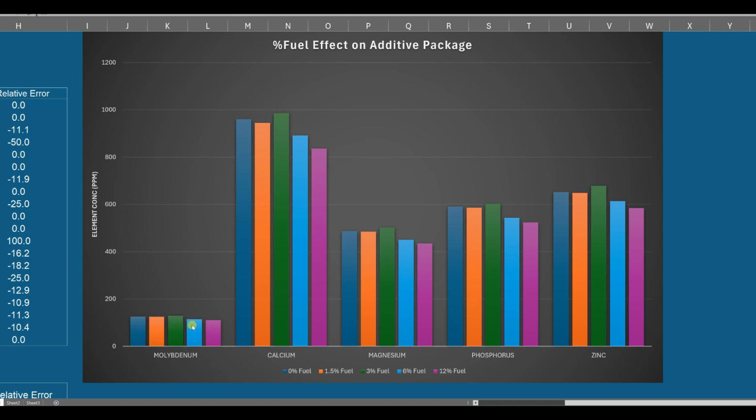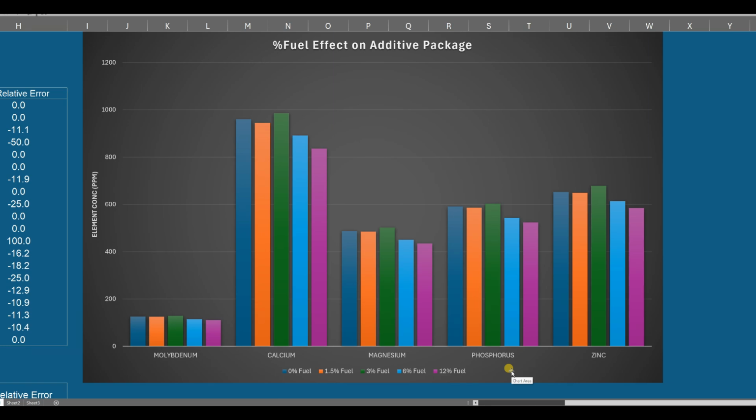If you just look at the trend, it goes from this navy blue over to this magenta. Just look at that, that's a downward slope. That's a downward slope here. It's a downward slope for the magnesium, a downward slope for phosphorus, and a downward slope for zinc. So it is convincing that fuel does affect your additive package.